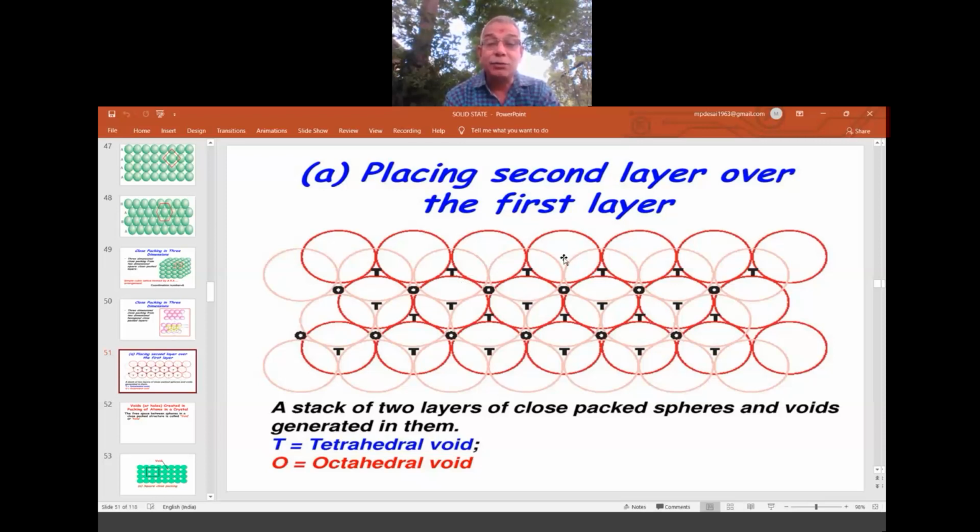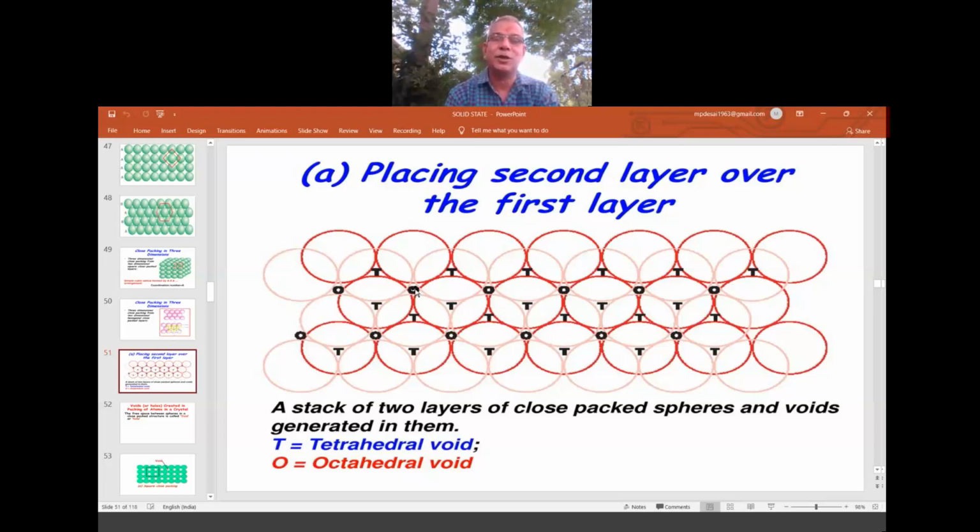Though I want to cover the octahedral void, imagine only one layer, that is the first layer. You see the size of the void here is bigger. But by keeping the second layer over the first layer, now the space becomes narrow. Less gap is there, so the octahedral void is becoming less. So in that way you have to arrange.